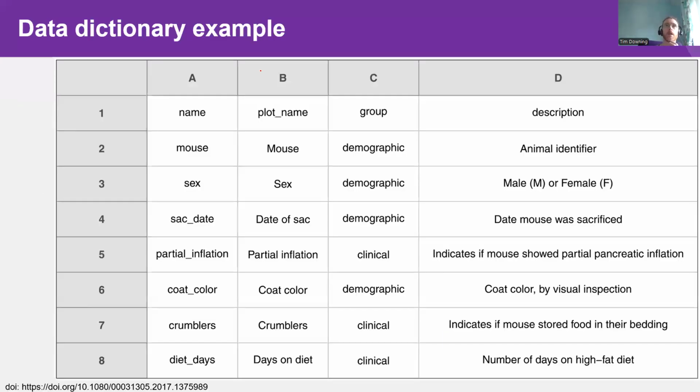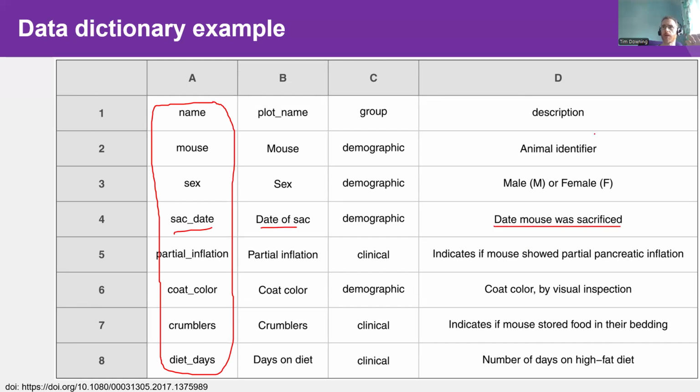An example of this is here, where we have a series of column headers at the start, and some of these are a bit opaque. For example, sac date may not be obvious to your eye. This is the date of the sac, but again, that's not very clear. That's the date when the mouse was sacrificed, in the description. So that's helpful to understand what is really contained inside there.